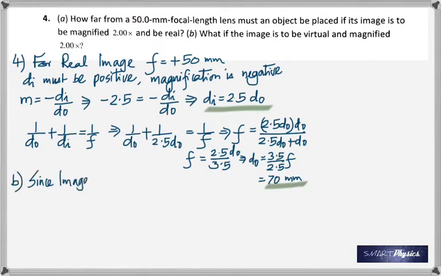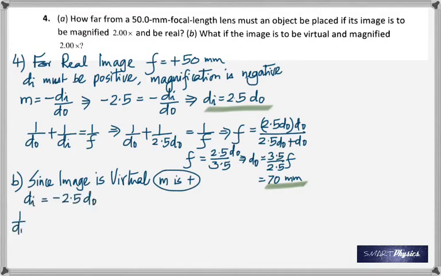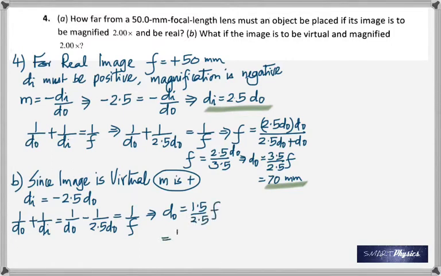Now the B part, if the image is virtual, therefore the magnification is positive. DI is negative 2.5 DO. Right from here, it's going to be the same, but the only difference is DI is negative, so it's negative 2.5 DO. Put it back into the lens equation carefully and you calculate DO. 30 millimeter is the answer.